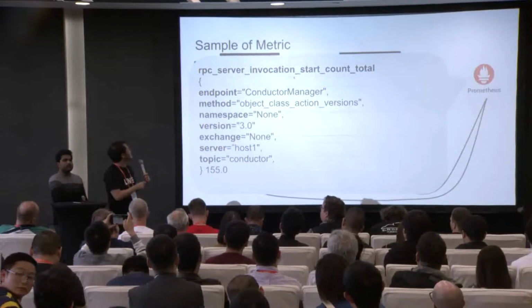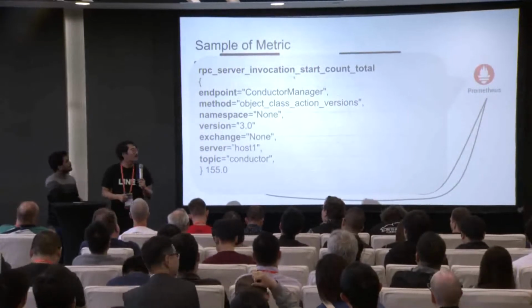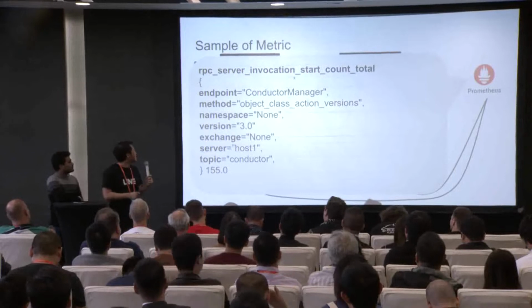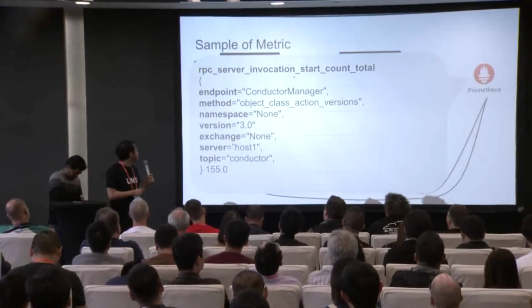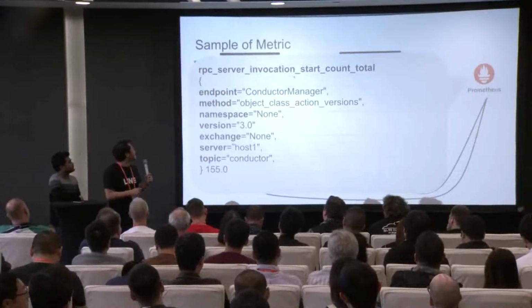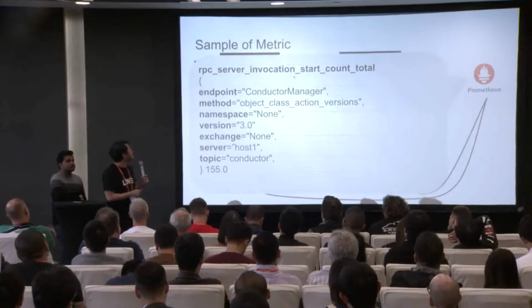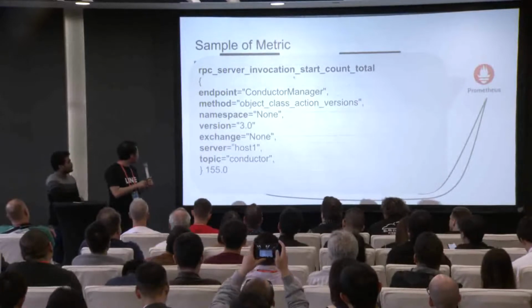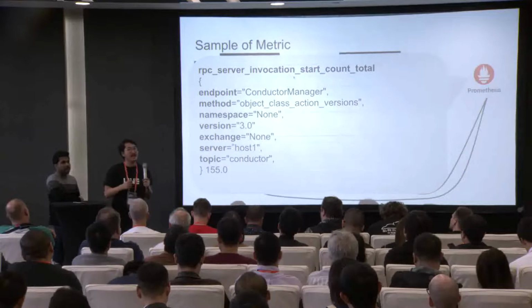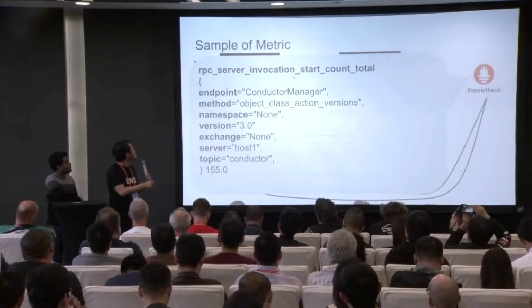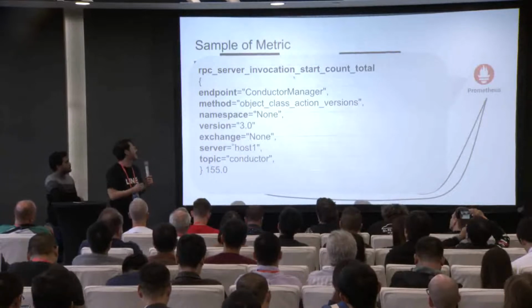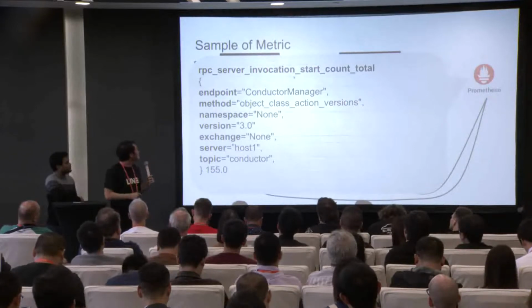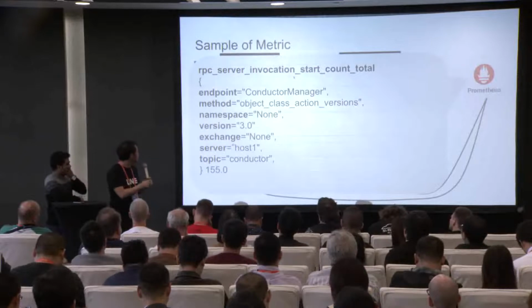And this sample was collected from the Nova Conductor. That's why the endpoint here describes conductor manager, and the method is object class action versions. The last three fields are exchange, server, and topic. This is all about which exchange and which topic this RPC server is bound to. And the last value, 155, indicates how many times this conductor manager's object class action versions method was evaluated. In this example, we can see that it was evaluated 155 times.